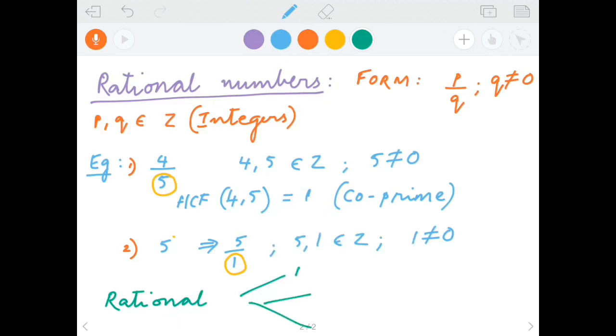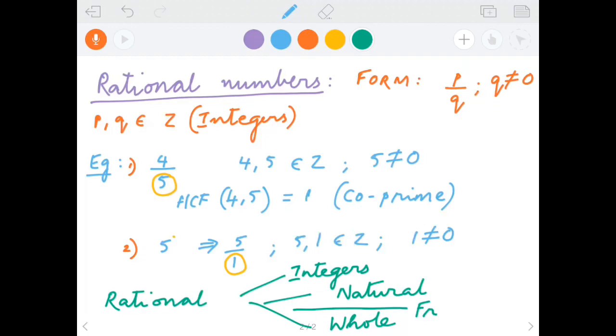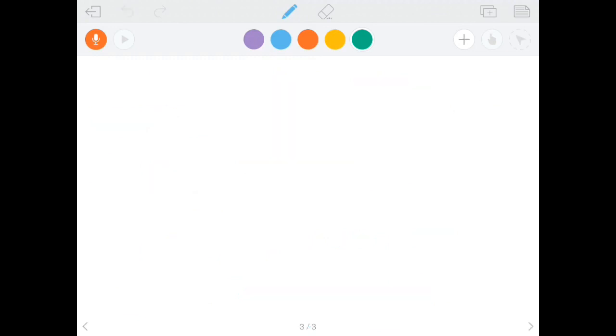Now let us classify rational numbers into further categories. The first one is called integers. The second one is called natural numbers. We can have another category that calls out whole numbers to come under rational numbers. Fractions, as we've just worked with, 4 by 5 and 5 by 1 are all rational numbers for us to understand. Now that we've understood this, let us try and do a bit of operations on rational numbers.